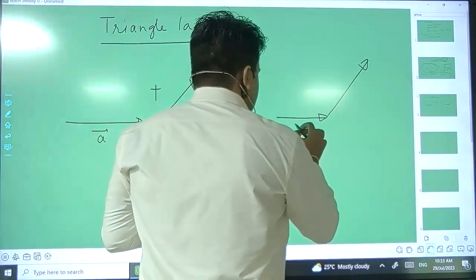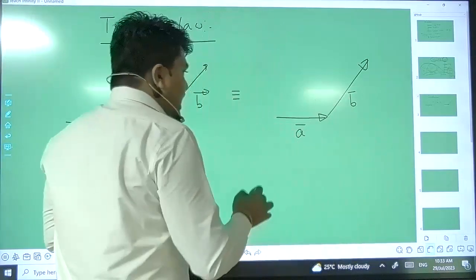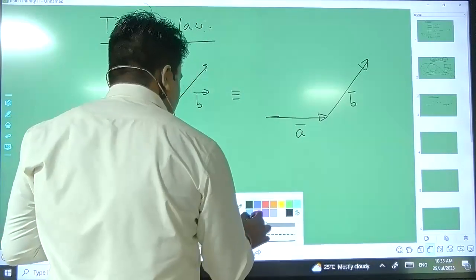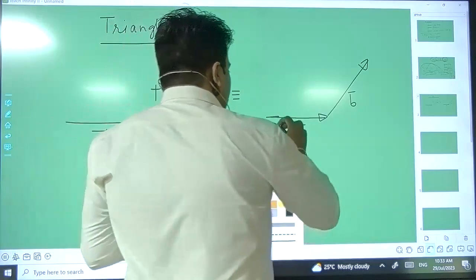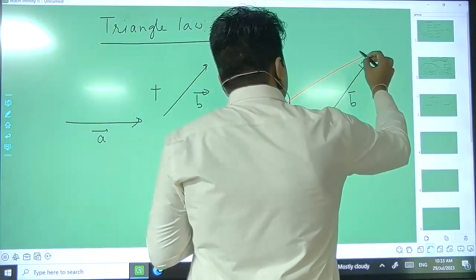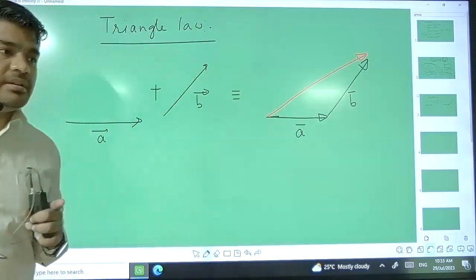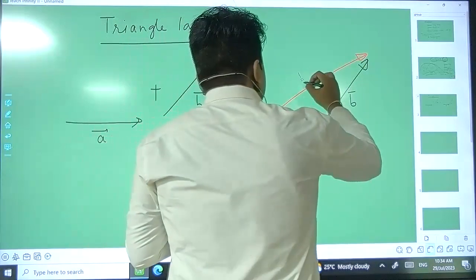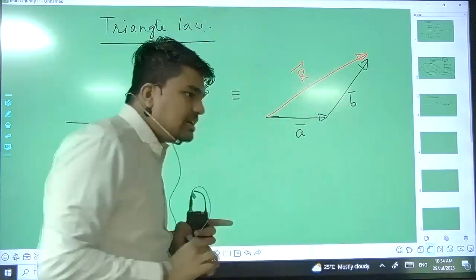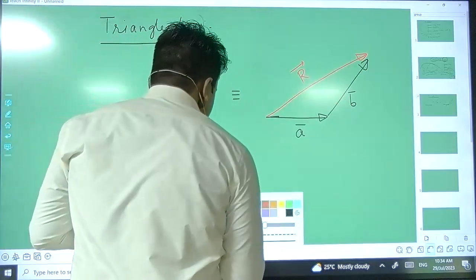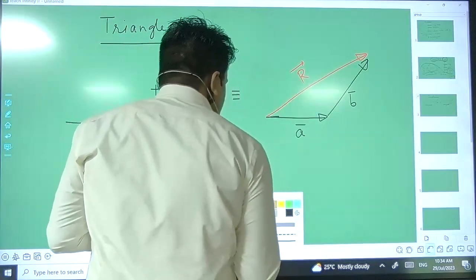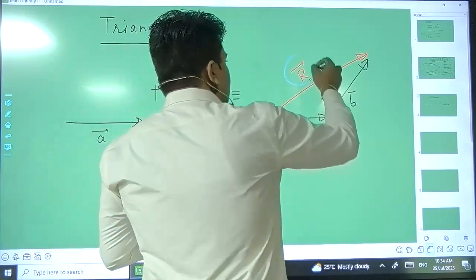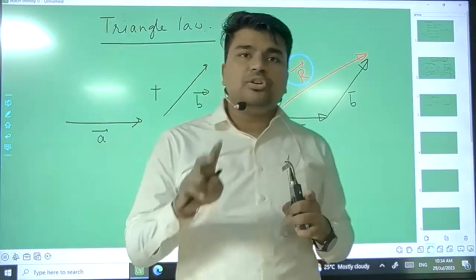This is our first vector A, this is our second vector B, and this is the tail of the first vector. We are simply going to join the tail of the first vector to the head of the second vector like this, and this vector is known as the resultant vector. That particular vector gives the concept of the resultant of two vectors.